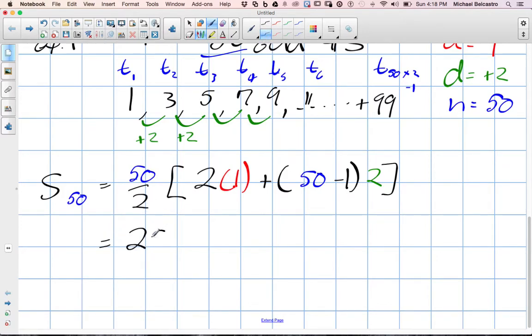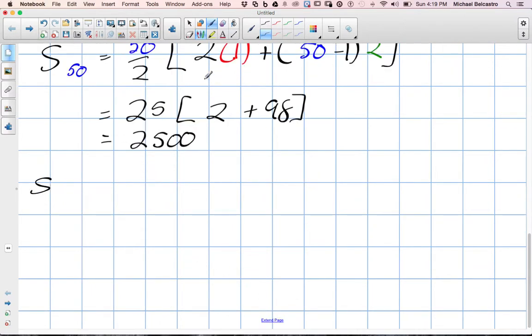50 divided by 2 is 25. 2 times 1 is 2. 50 minus 1 is 49 times 2 is going to be 98. Okay, so 98. You can just plug in your calculator if you're unsure. 2 plus 98 is 100. Times 25 is 2,500. I did that kind of quickly, but you could follow with your calculator. Makes sense, yeah.